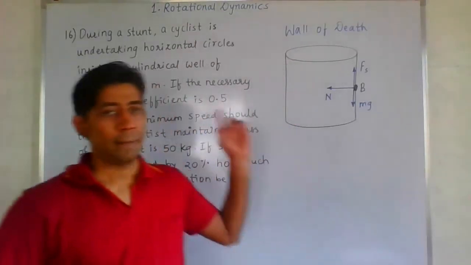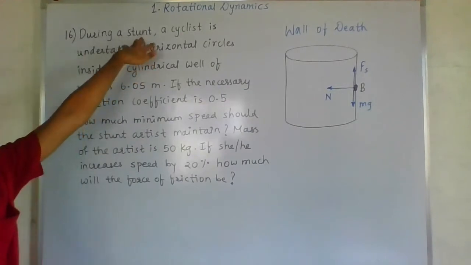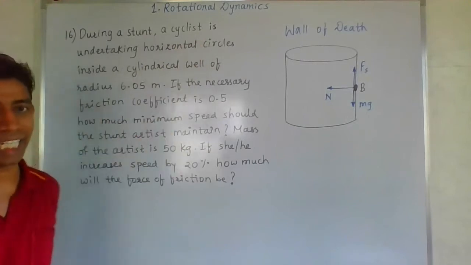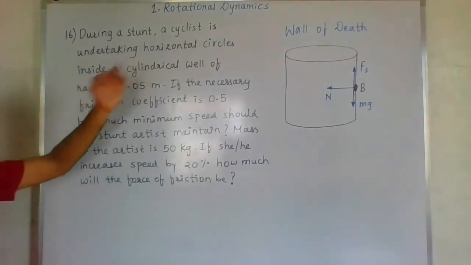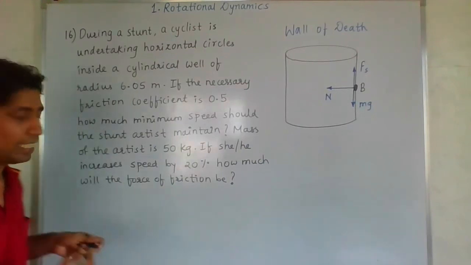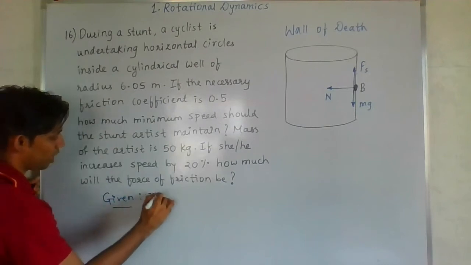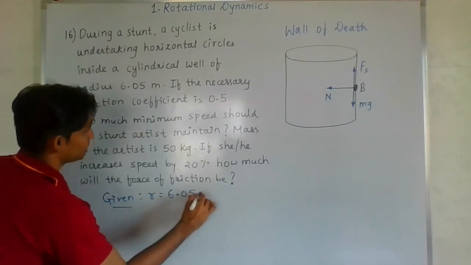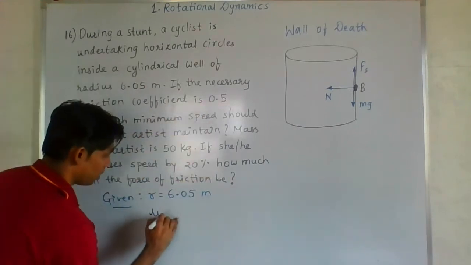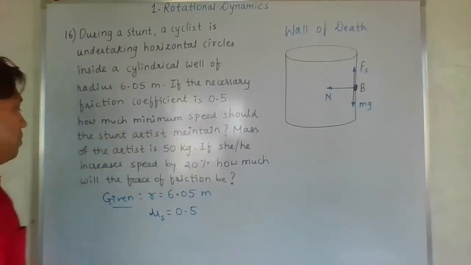Okay students, 16th sum, you can observe that it is a stunt in which a cyclist is taking horizontal circles. Okay, and the radius of that cylindrical well is given as 6.05. So I will write the value of R as 6.05 meter. Coefficient of friction is 0.5. Mu s is 0.5. They have asked you the minimum speed.